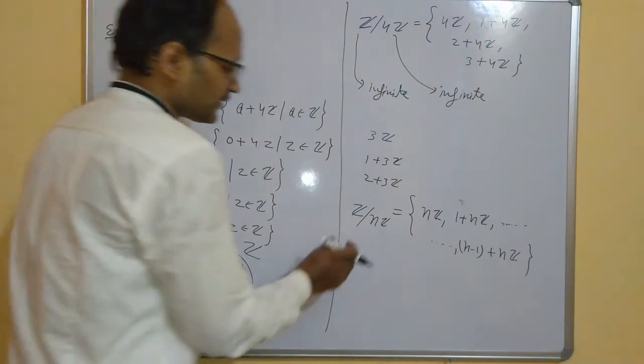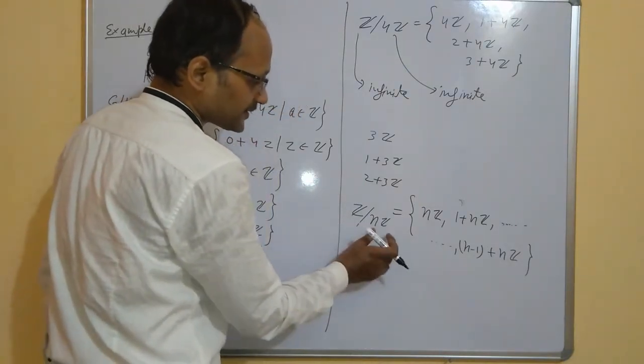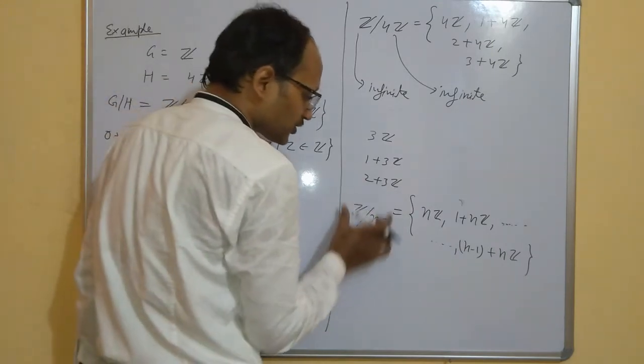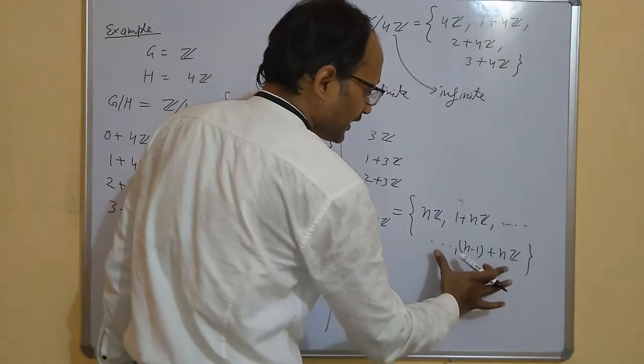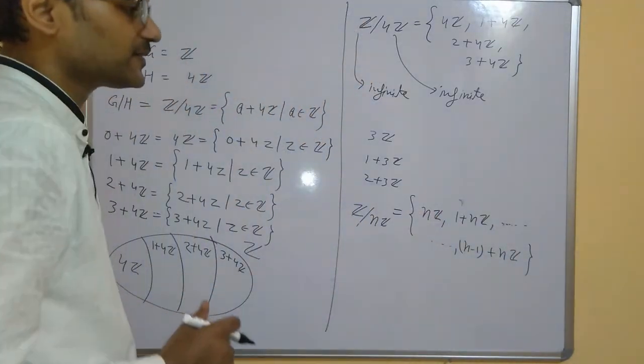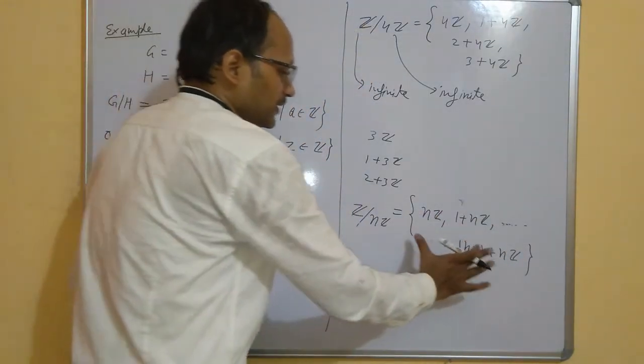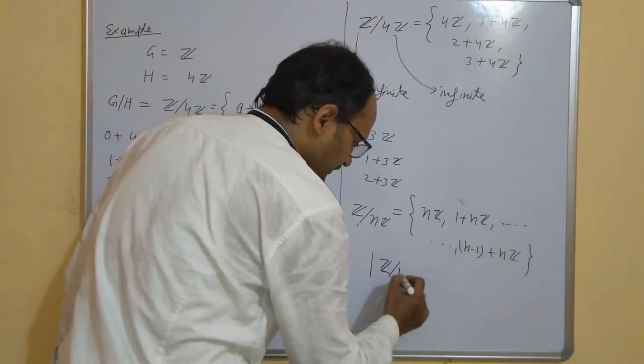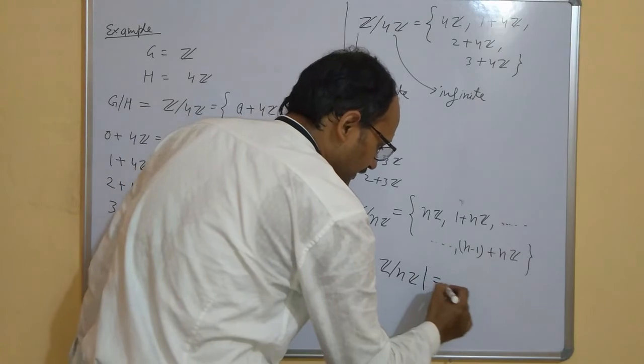As you can see here, Z is an infinite set, nZ is an infinite set, but when you take the quotient, the set is finite and the number of elements in it is n. So the order of the set Z upon nZ is n.